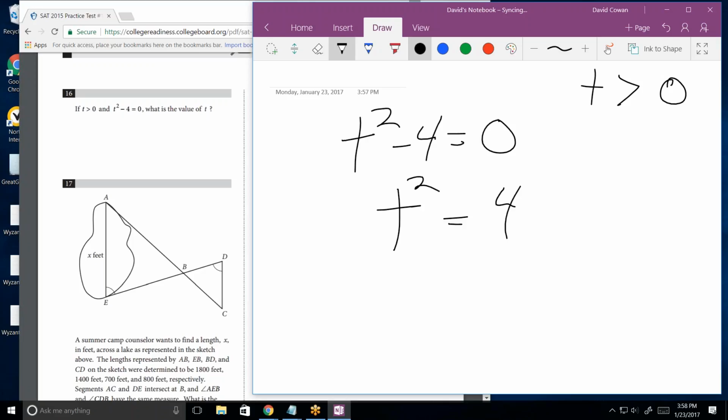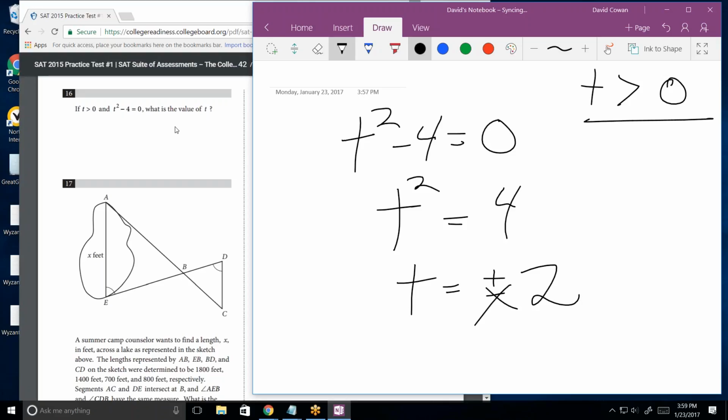T squared is equal to 4, and whenever you solve an equation by taking the square root, you should begin your answer with plus or minus. But if it says T is greater than 0, it has to be positive. That eliminates the minus answer. But never forget that it's always plus or minus 2 until further information is given.